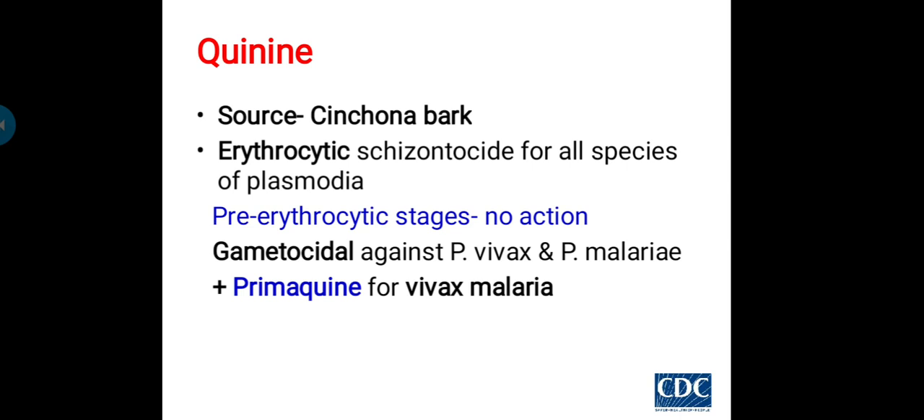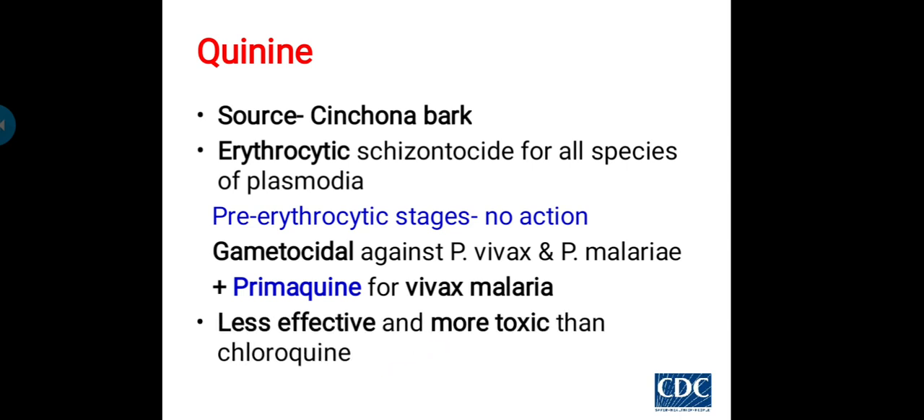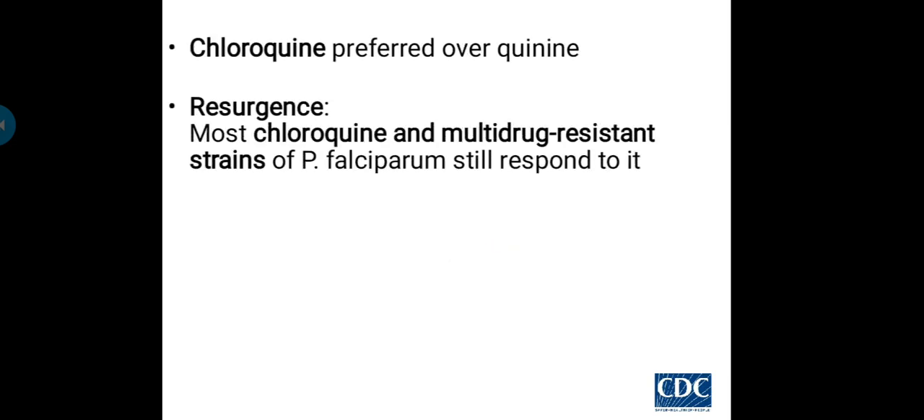So quinine is given commonly in Plasmodium falciparum infection. It has some gametocidal activity present in vivax and malariae also, but that gametocidal action is not so effective. That's why, to have the gametocidal effect in falciparum malaria, we have to combine quinine with primaquine, and it is less effective and more toxic than chloroquine. So chloroquine is preferred over quinine because quinine is more toxic, but often when there is resistance to all the drugs, chloroquine as well as resistance to artemisinin, we have to go to the last resort, quinine.